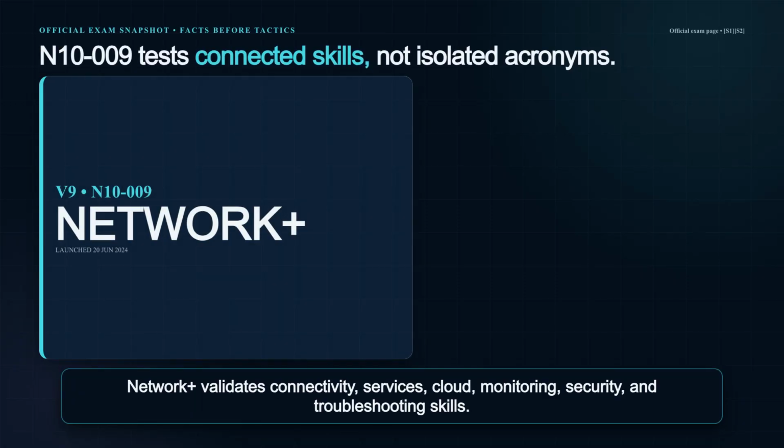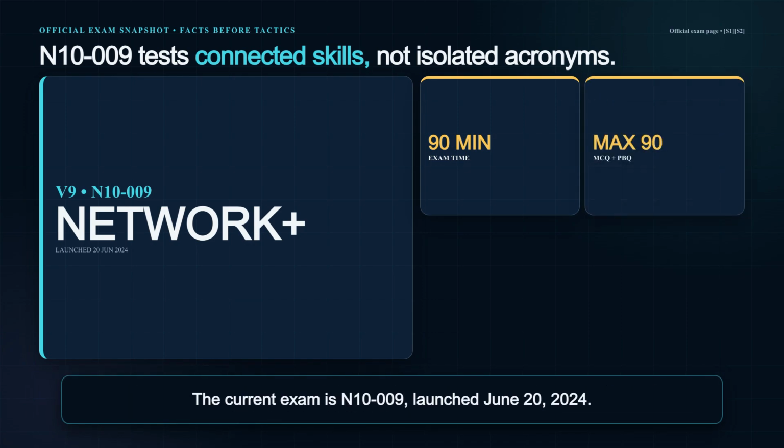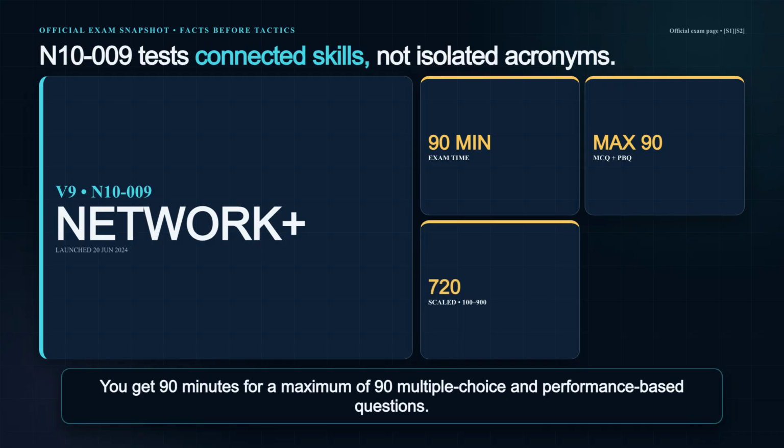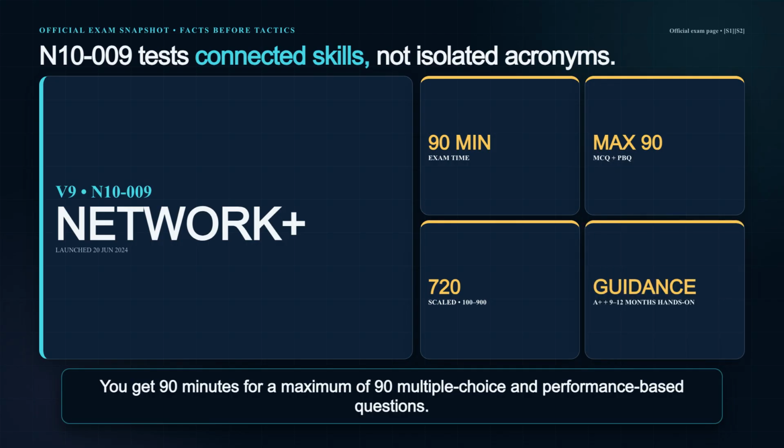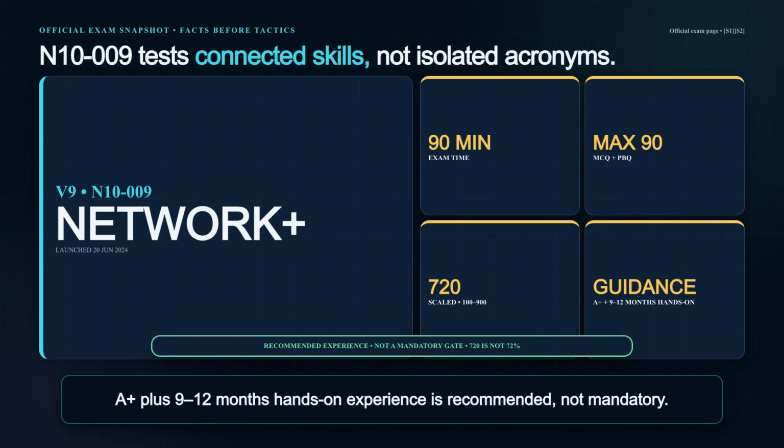Network Plus validates skills across wired and wireless connectivity, documentation, common services, cloud and virtual networking, monitoring, security hardening, and troubleshooting. The current exam is N10-009. It launched on June 20, 2024. You get 90 minutes for a maximum of 90 questions, mixing multiple choice with performance-based questions. The passing score is 720 on a 100 to 900 scale. That is a scaled score, not 72%. CompTIA recommends 9 to 12 months of hands-on junior networking or support experience. It is guidance, not a mandatory prerequisite.